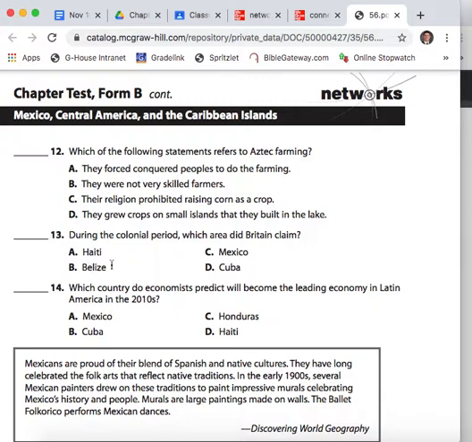Haiti, Belize, Mexico, Cuba. Britain, being England, the English-speaking nation, claimed Haiti during this colonial period. They also claimed Belize, so you could maybe get both of those answers. We're going to take A as the best answer.